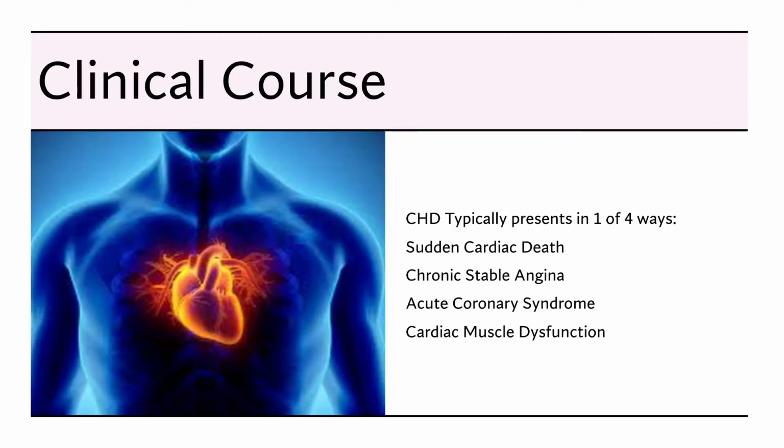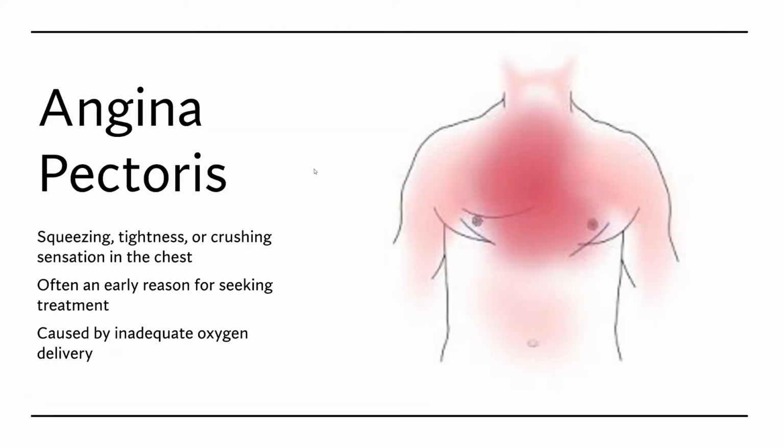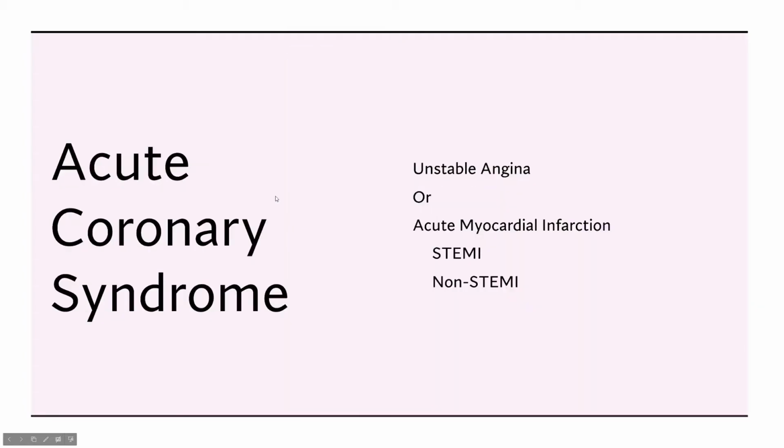So now we're going to shift gears and talk about the clinical course of atherosclerosis and its ultimate result, which is some type of ischemia. We'll just call that coronary heart disease, and it typically presents in one of four ways listed here. We'll go through these one at a time. Actually, I'm sorry. Let me back up a little bit.